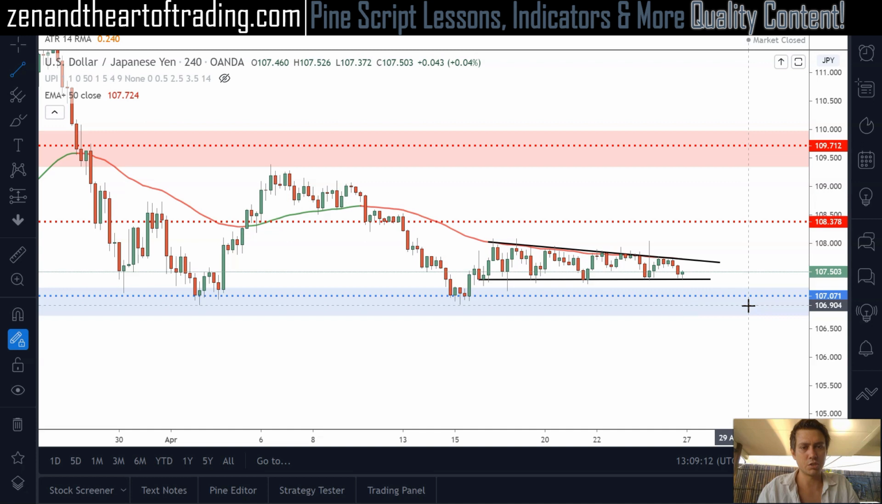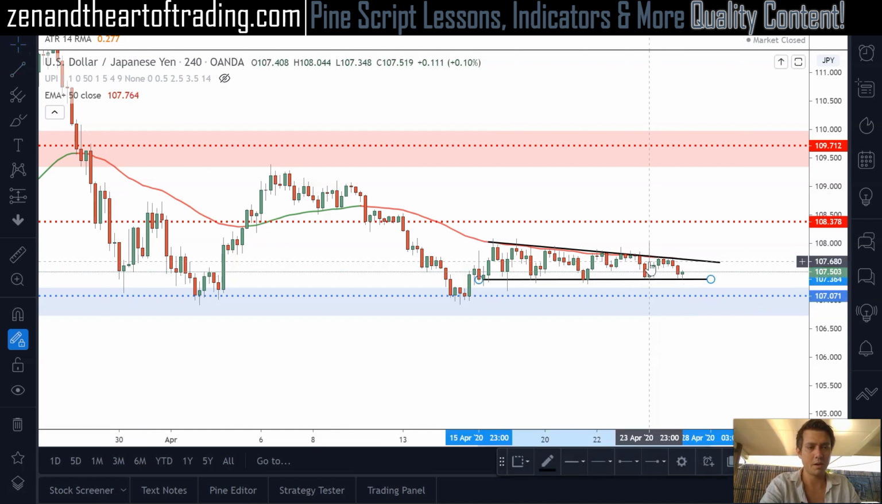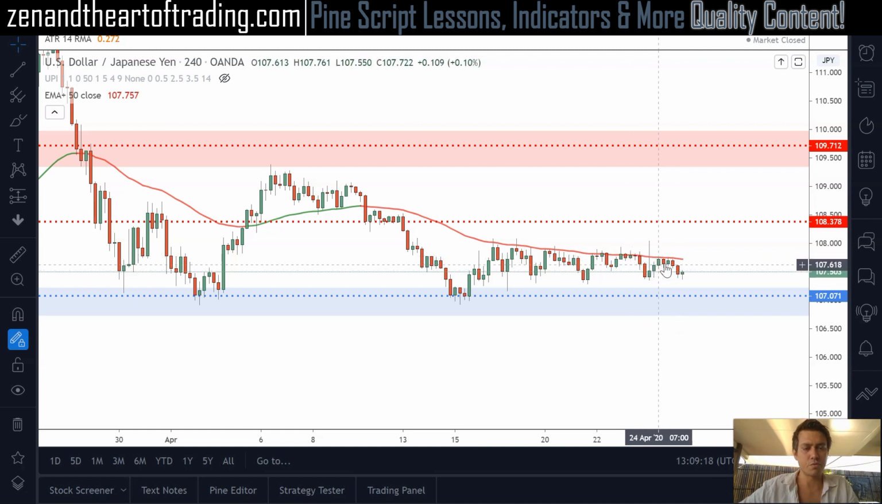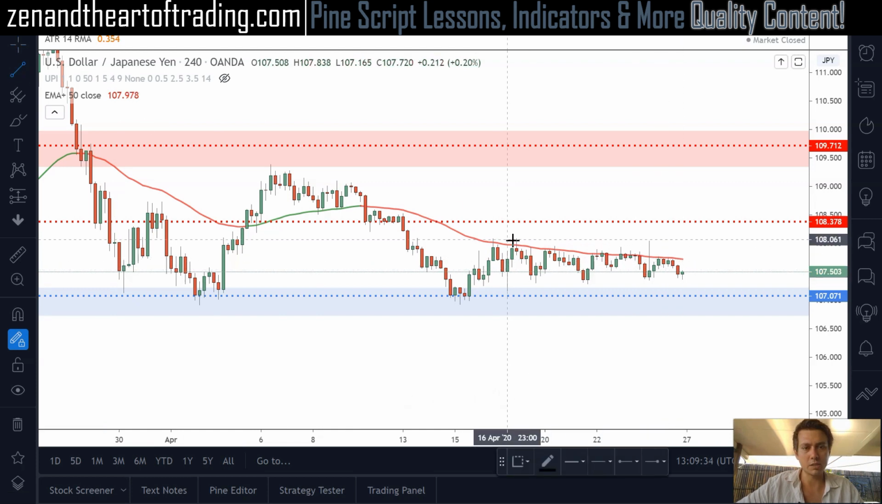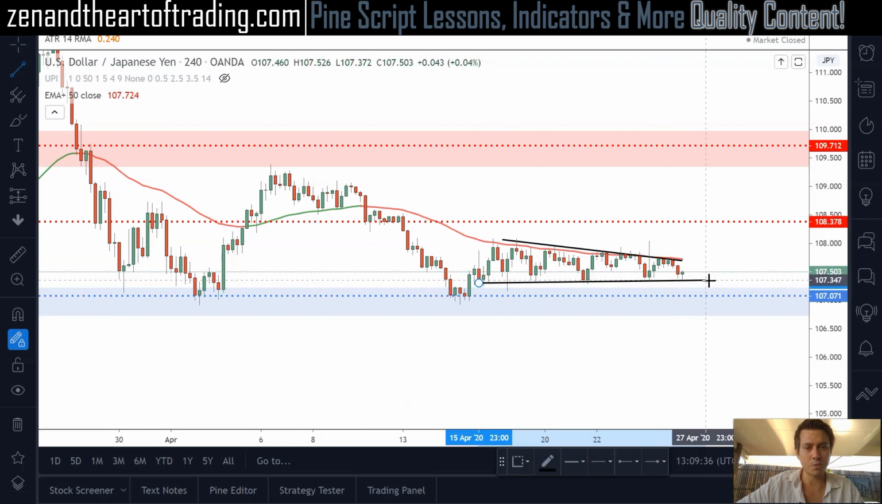My bias is actually neutral on this pair, just because of where price is right now, both on the daily chart and the 4-hour chart. We're just going sideways, and we don't really have any trading opportunities potentially setting up anytime soon. So I'll be standing aside on this currency pair going into next week, and I'll be waiting to see which way this little wedge pattern breaks out before I decide on how I'm going to act on this market.